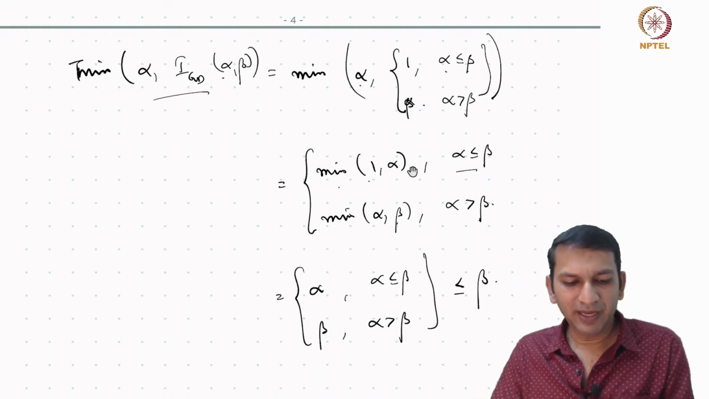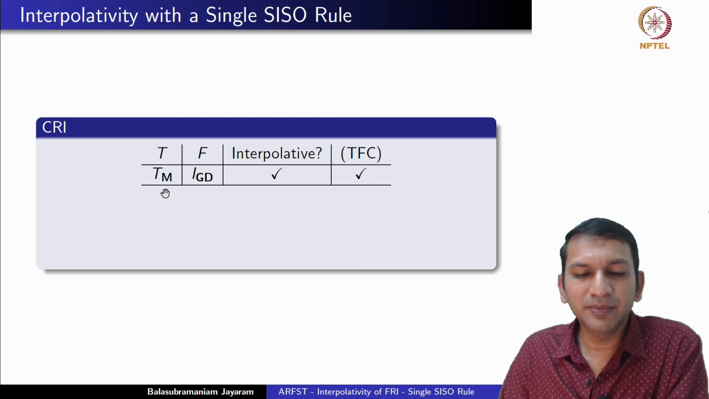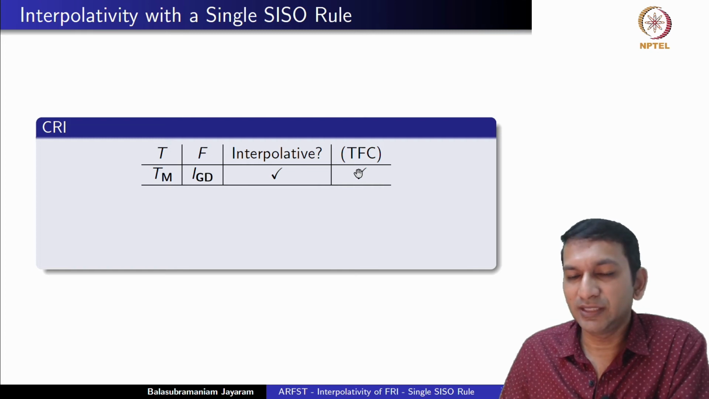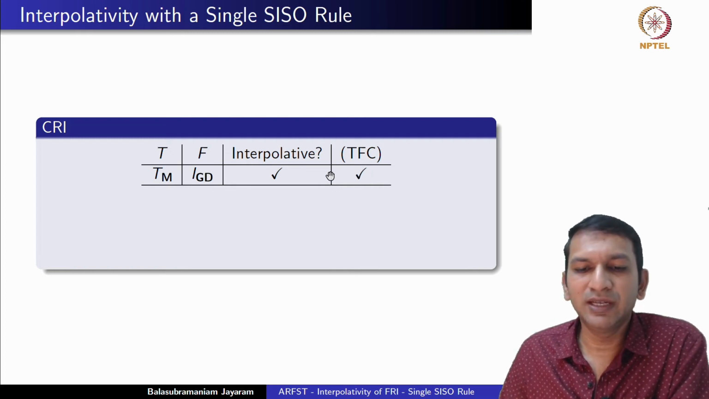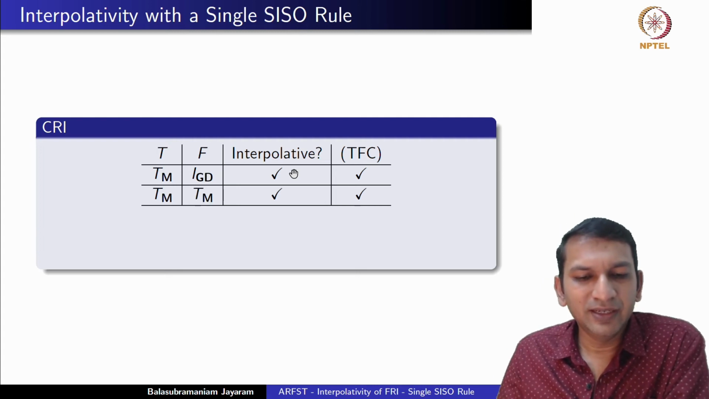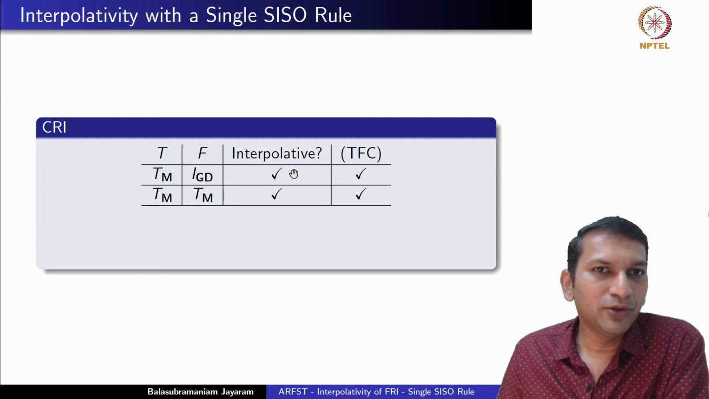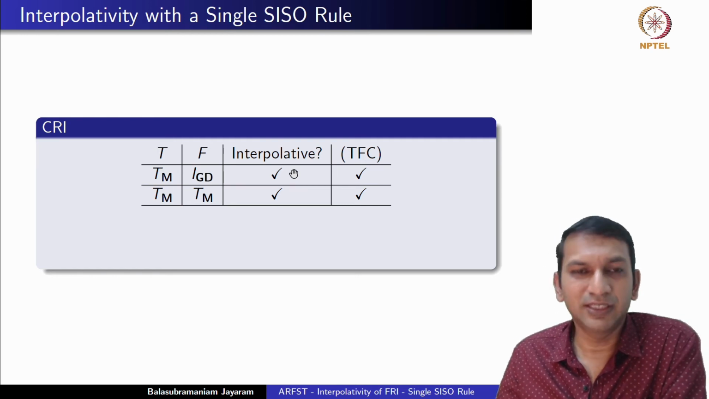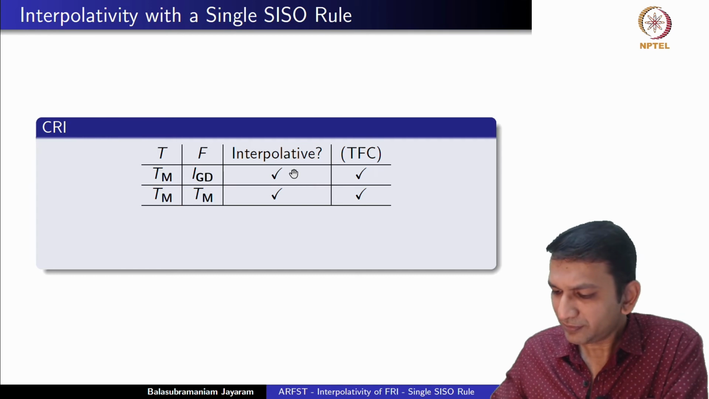So the pair Tm comma Gödel implication, this pair T comma F does satisfy this functional inequality TFC, and hence we also see that it is interpolative. It can be easily verified that if we consider the min T-norm for both T and F, once again it does satisfy TFC, essentially the property of a T-norm.